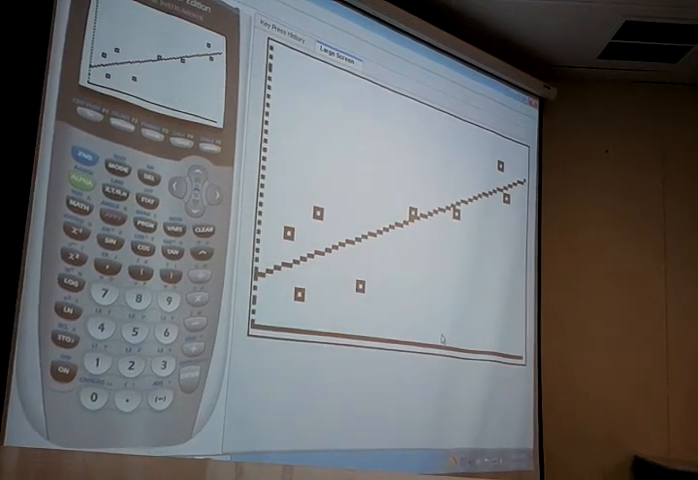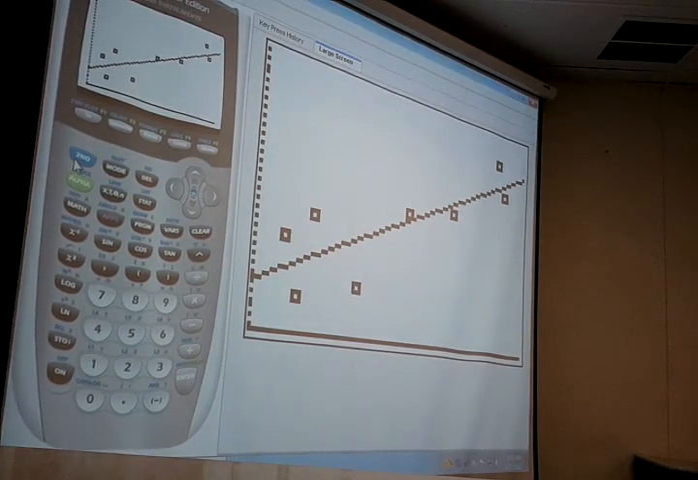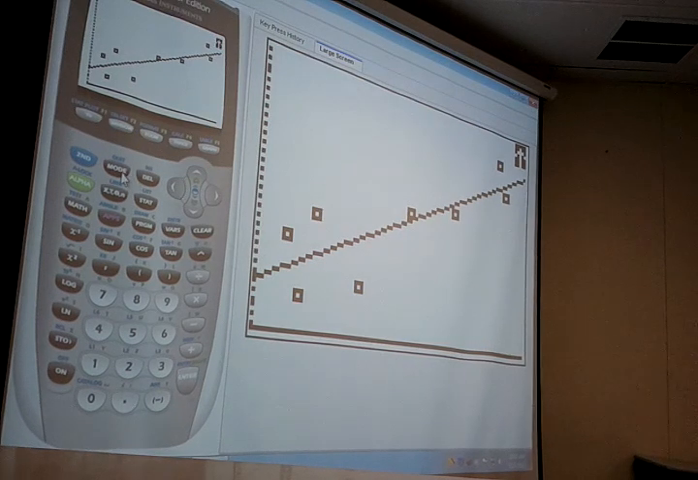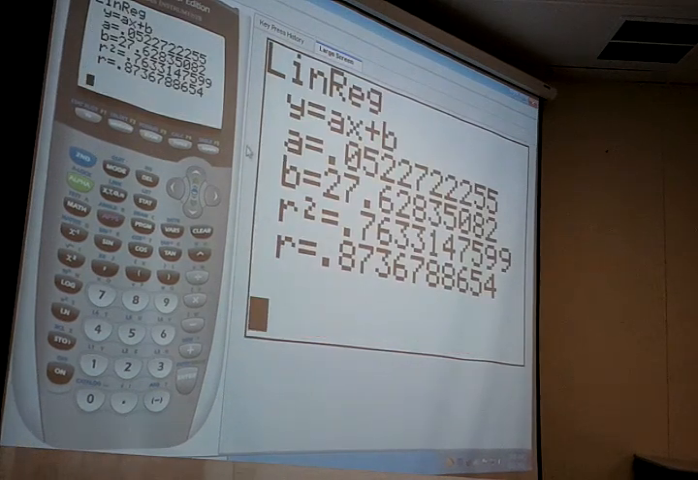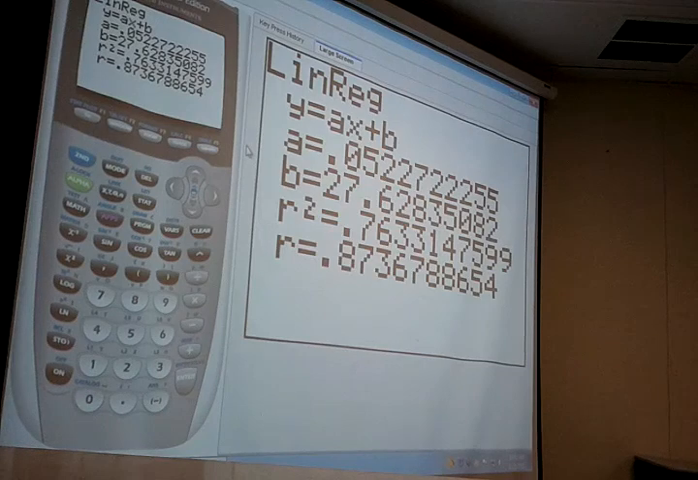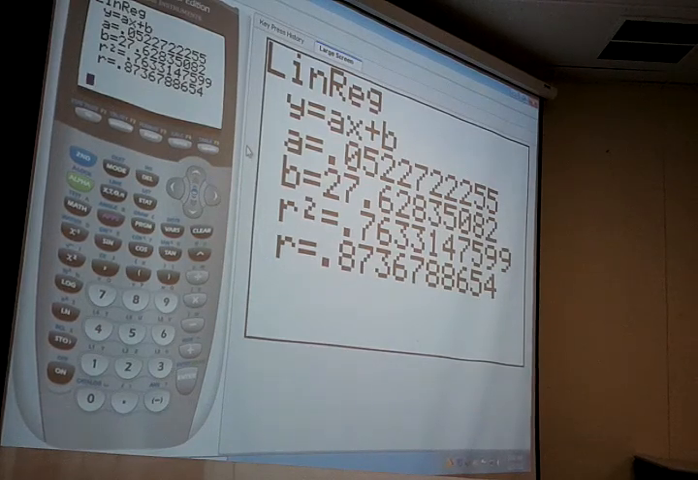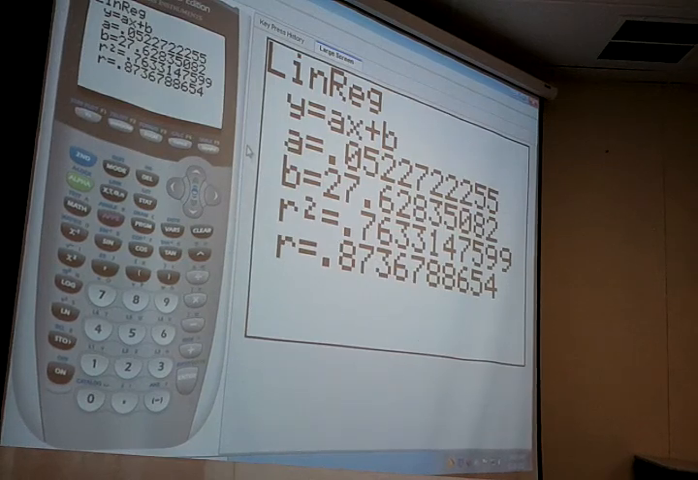So R has to be between negative 1 and 1? Exactly. Good question. I like it. It's a lot like probability. It's got boundaries. Negative 1 is perfect negative correlation. What would negative 2 mean? Like impossibly perfect. What would that mean?